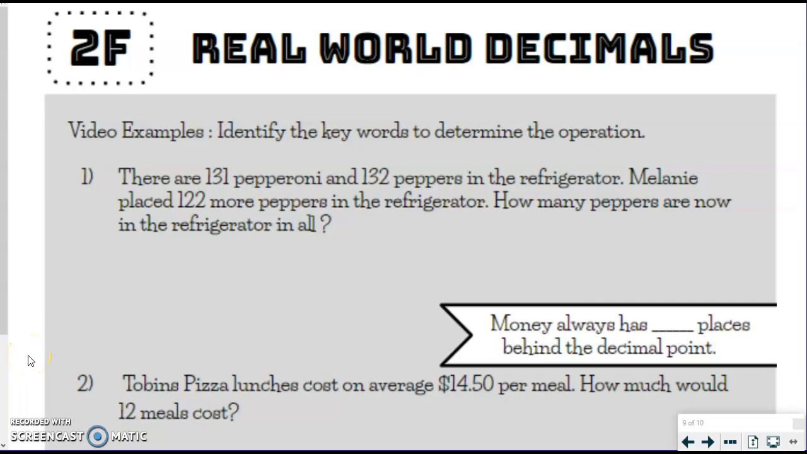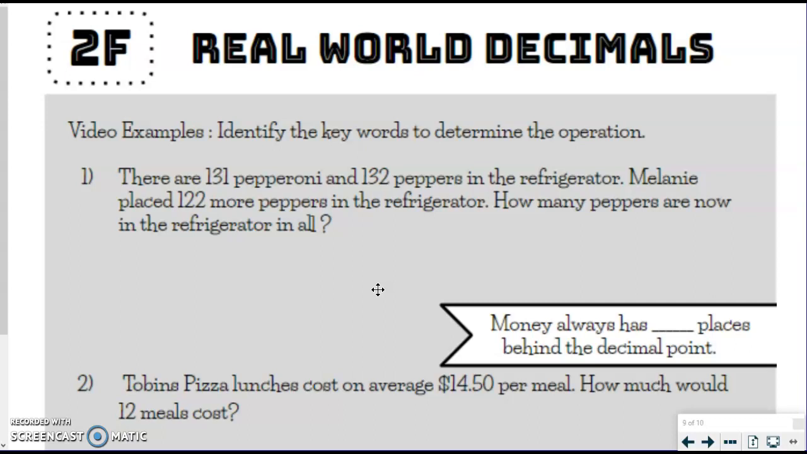You are nearly done with level 2. Let's wrap it up with some real world problems. So all we are doing on this set of problems is just identifying the key words to determine the operation. So operation, remember, add, subtract, multiply, divide. We just want to try and understand what the problem is asking us to do as far as the operations, whether we're adding, subtracting, multiplying, or dividing the decimals. So that's all we're going to do.